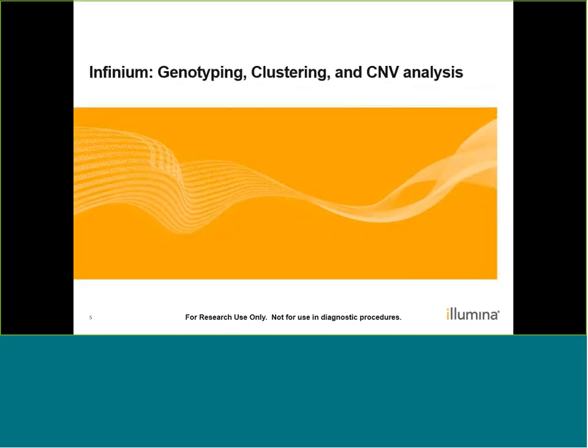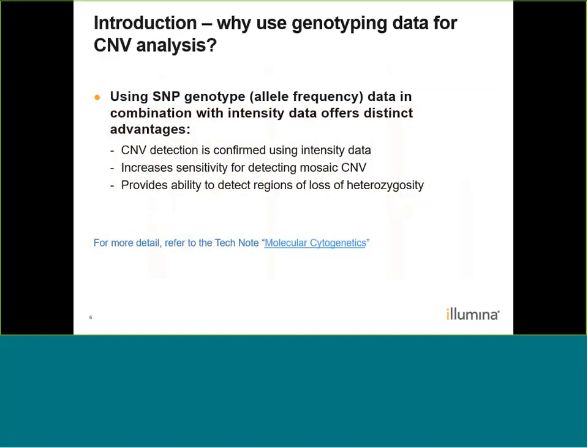So to start, we're going to talk about how genotyping, clustering, and CNV analysis are related. Why are we using genotyping data for CNV analysis? It's because using genotype data, that is allele frequency, in combination with intensity data, offers advantages. CNV detection is confirmed using intensity data. This gives us an increased sensitivity for detecting mosaicism, and it provides us an ability to detect regions of loss of heterozygosity that are copy neutral.